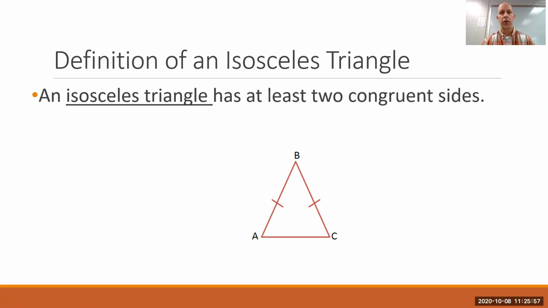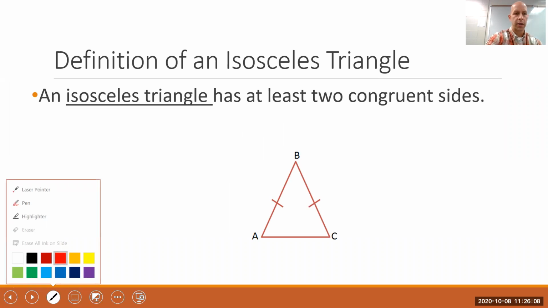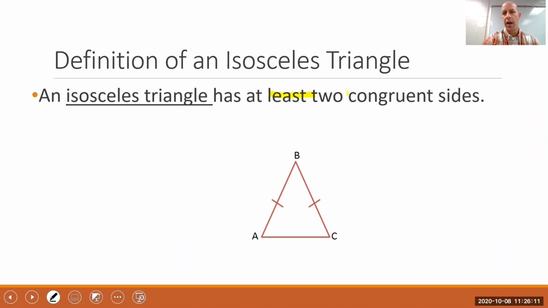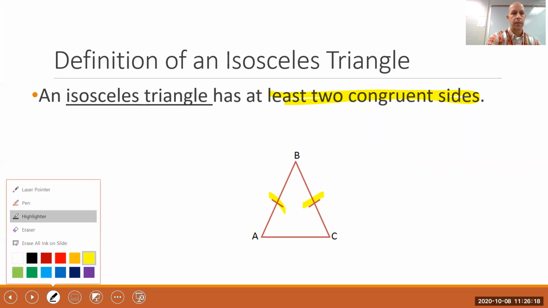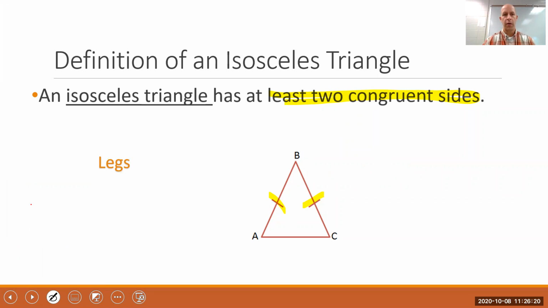So first let's look at the definition of an isosceles triangle. Here's a picture of one. An isosceles triangle is just a triangle that has at least two congruent sides. In most cases, it will literally have exactly two congruent sides, like we have here. We can clearly see that segment AB and segment BC are the congruent sides, and we call those two sides legs.